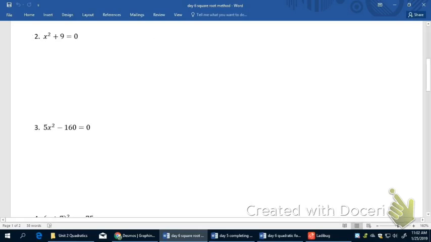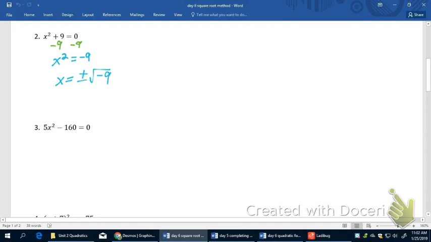Alright, so something else happens here on number 2 that you need to be aware of. When you're solving by square root method, you'll do your inverse operations. We'll subtract 9 from both sides to begin. So I'm going to have x squared is equal to negative 9. Then I'll plus or minus the square root again. So x will equal plus or minus the square root of negative 9.